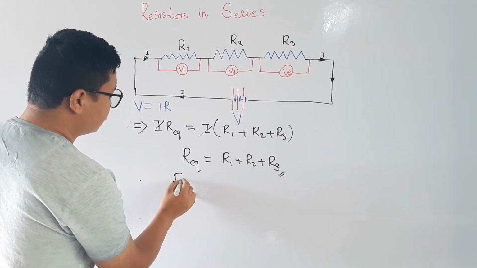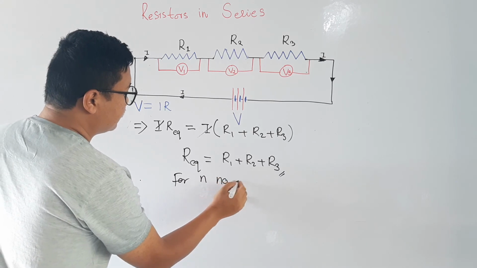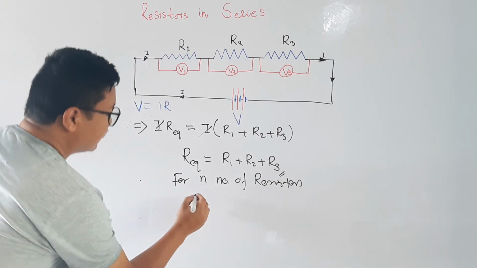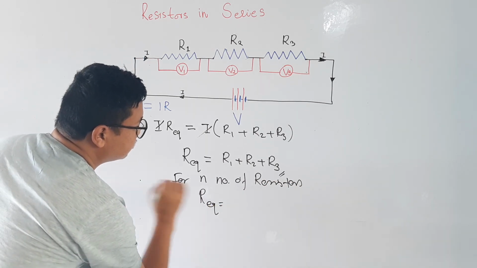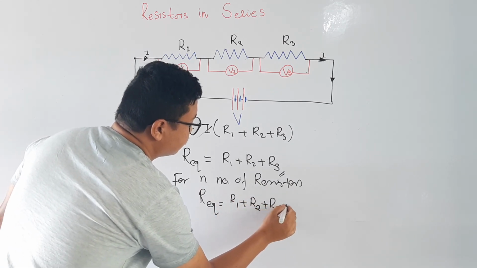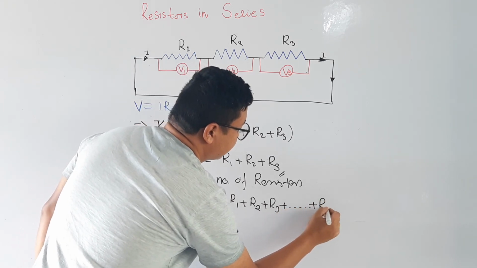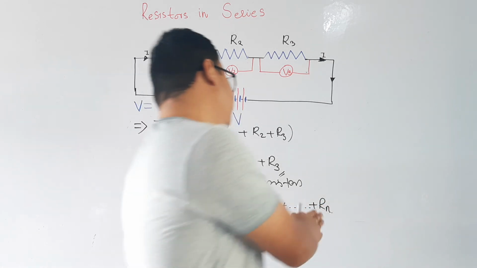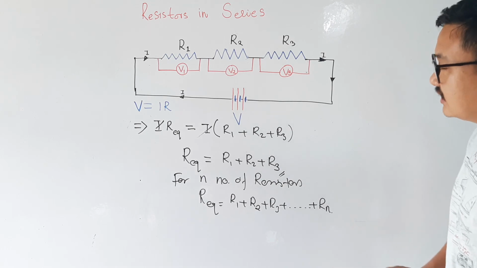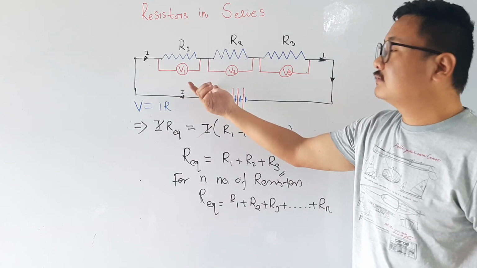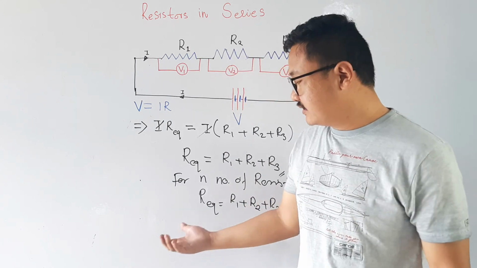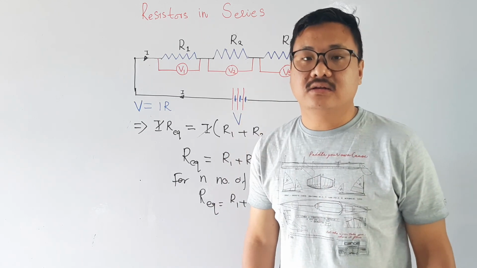And for n number of resistors, we can write R equivalent is equal to R1 plus R2 plus R3 plus and so on up to Rn. It could be 5, it could be 6, it could be 10. So this is the net or equivalent resistance in series. In the next lecture we'll derive the equivalent resistance for a parallel combination. Thank you.